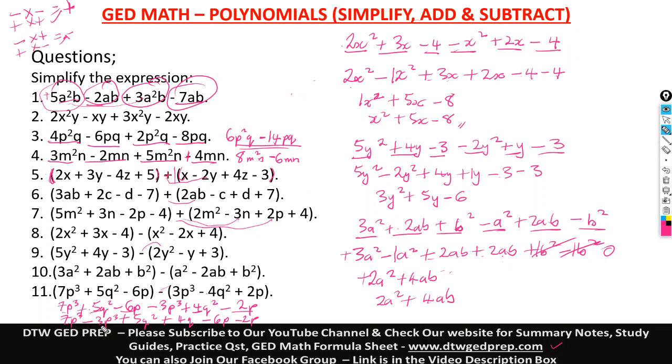7p cubed minus 3p cubed, what would that give us? We know we're subtracting, that would give us a 4p cubed. And this is a positive 5q squared, positive 4q squared. We are adding, so that would be a positive what, 9q squared. Okay, and here this is a negative 6p, negative 2p. When we have negative and negative numbers, we add. So we have 8p, and the sign, we take the sign of the bigger number, which is what, negative. So this is our final answer for question 11.